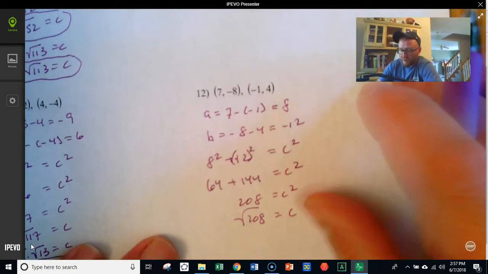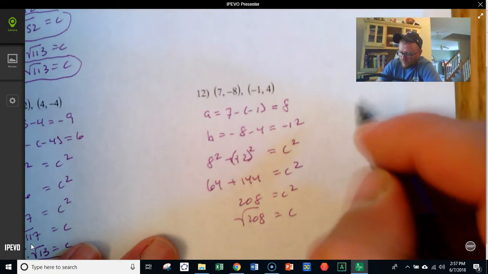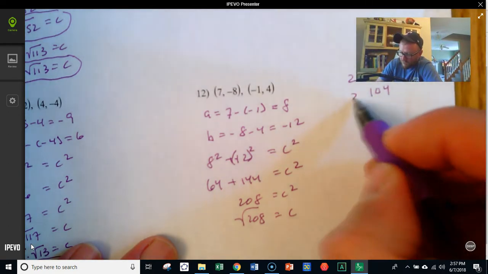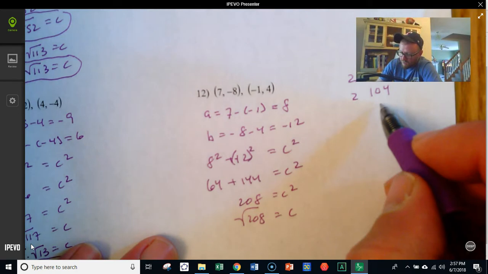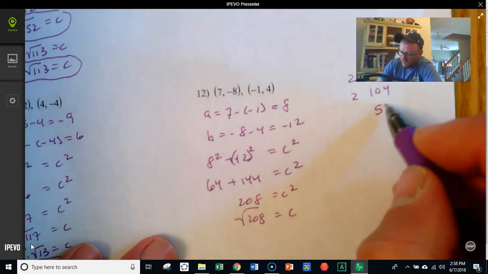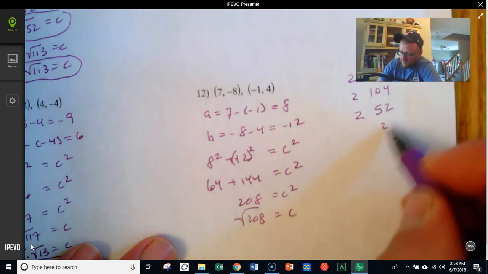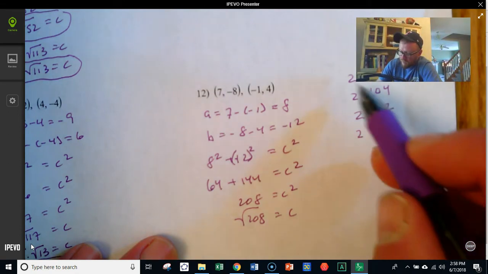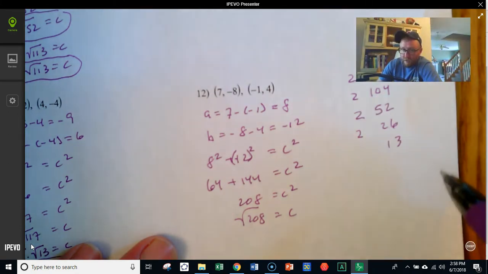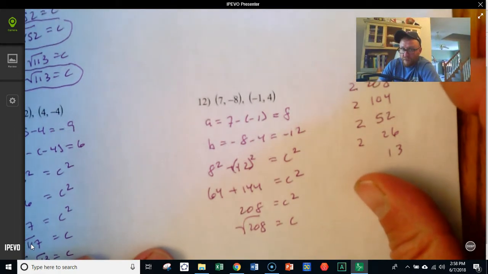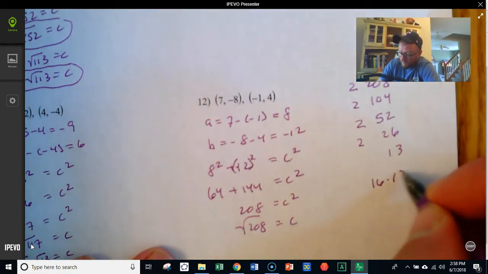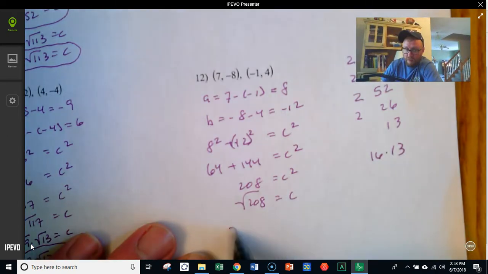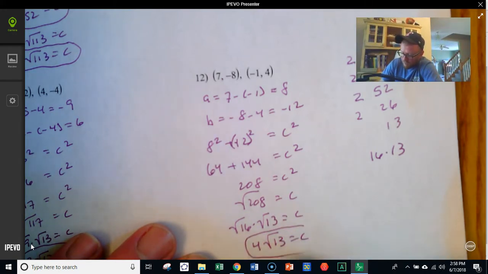So let's see if we can break this down. 208 is divisible by 2, giving us 104. Divisible by 2, giving us 52. Divisible by 2, giving us 26. Divisible by 2, giving us 13. So it works out to be 16 times 13. So I got the square root of 16 times the square root of 13, and that just works out to 4 times the square root of 13.